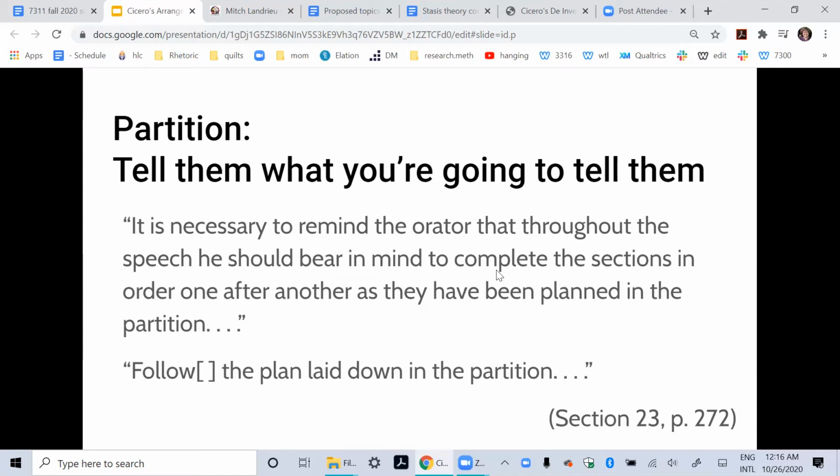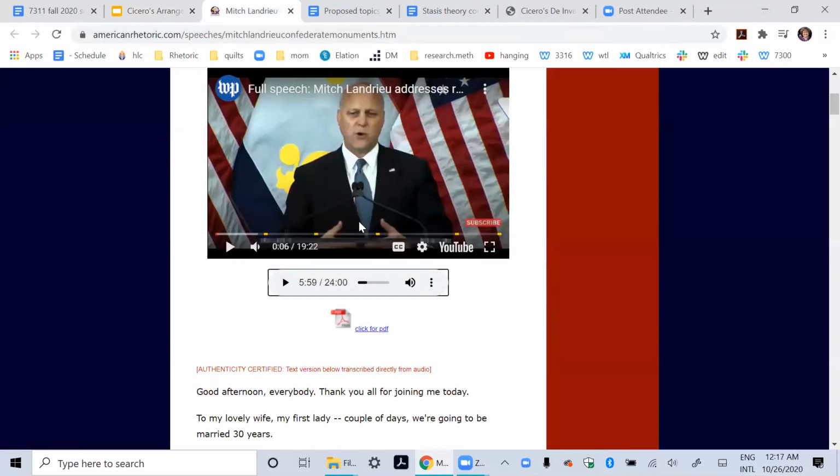Cicero says, it is necessary to remind the orator that throughout the speech, he should bear in mind to complete the sections in order, one after another, as they have been planned in the partition. Follow the plan laid down in the partition, he writes. We see this in section 23, page 272. So let's listen to Mitch Landrieu again.